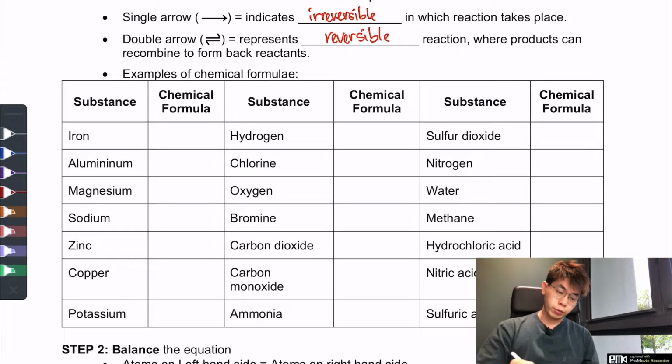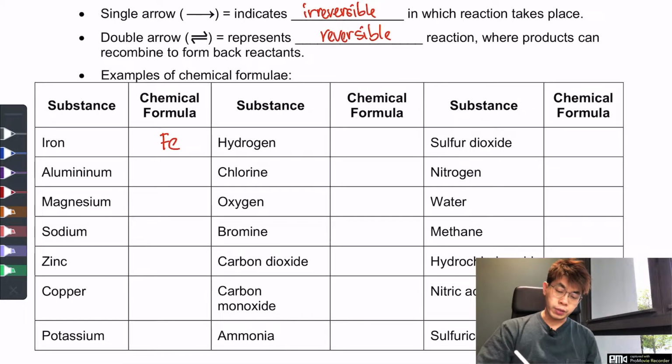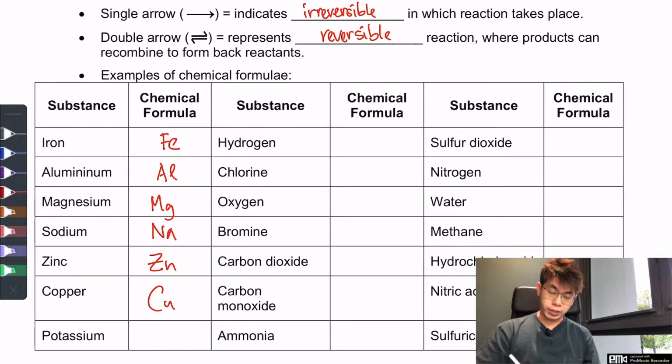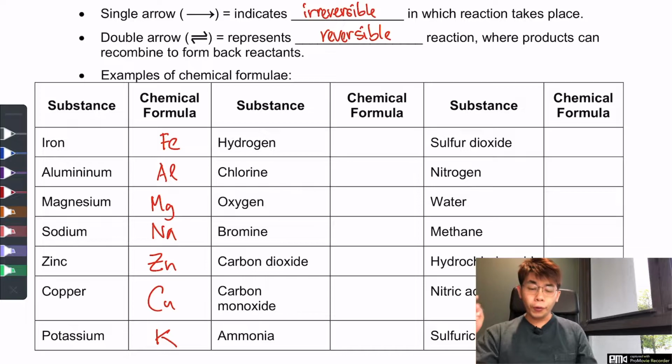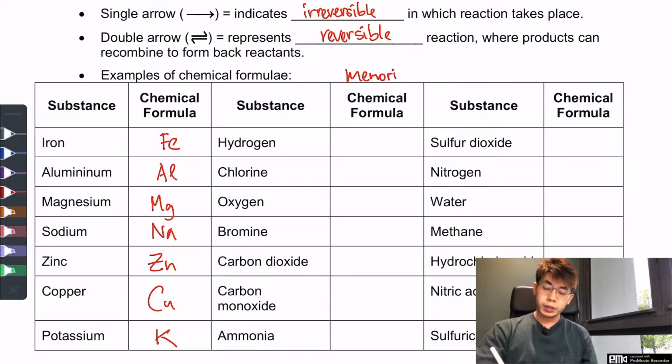On the first leftmost column, you see all the metals. Metals can be found from the periodic table. Iron will be Fe, aluminium will be Al, magnesium Mg, sodium Na, zinc Zn, copper Cu, and potassium K. For our covalent substances, you sort of need to memorize the chemical formula. Hydrogen will be H2 because it's diatomic. Chlorine is Cl2, diatomic. Oxygen O2, diatomic. Bromine Br2, diatomic.